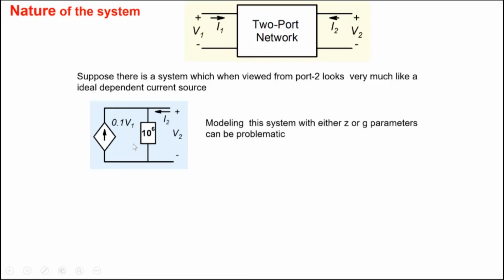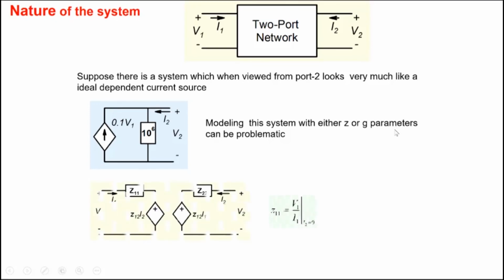Now, if you try to take this network and you are not aware that the output side is closer to a current source, and you try to model it using Z or G parameters here, it can be problematic. For example, if I try to model it as Z parameters. Now Z parameters you determine by, let's say, Z11 is V1 by I1, and you will make I2 equal to 0.